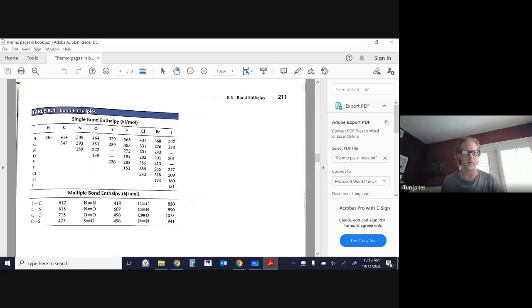In the bottom of the chart, they have multiple bonds. And it's interesting to note, let's do nitrogen. If you look up a nitrogen-nitrogen single bond, you'll see its value is 159 on the top part. If you look up a nitrogen-nitrogen double bond in the bottom section, you'll see it's 418. And then a nitrogen-nitrogen triple bond at the very bottom right is 941.